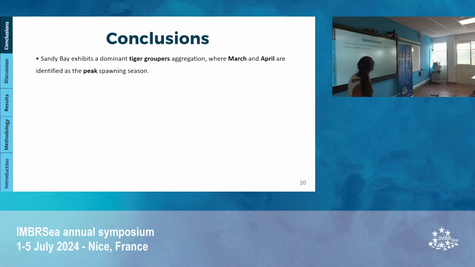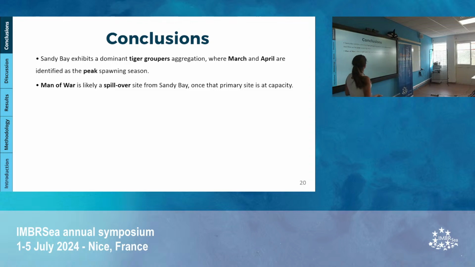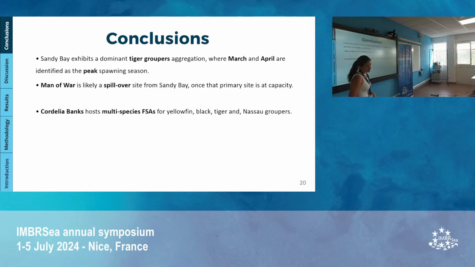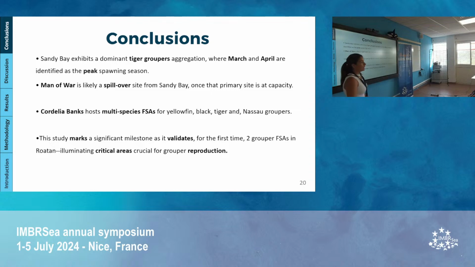So, conclusions. Sandy Bay exhibits a dominant tiger grouper aggregation, where March and April are identified as the peak spawning season. Manowar is likely a spillover site from Sandy Bay once the primary site is at capacity. Cordelia Banks hosts a multi-species FSA for yellowfin, black tiger, and Nassau groupers. This study marks a significant milestone as it validates, for the first time, two grouper FSAs in Roatan, illuminating critical areas for grouper reproduction.